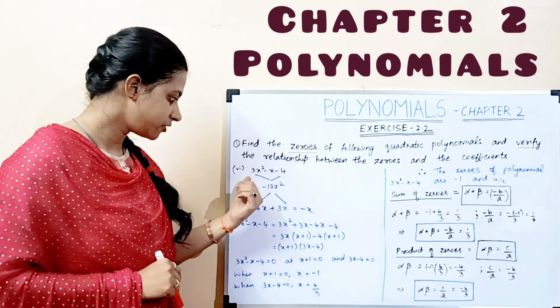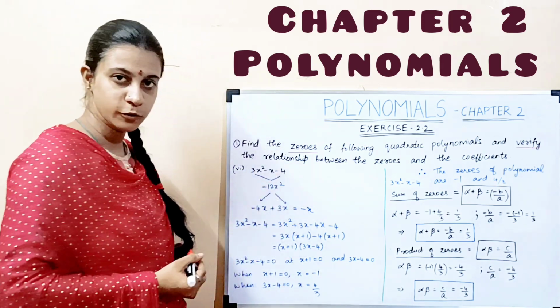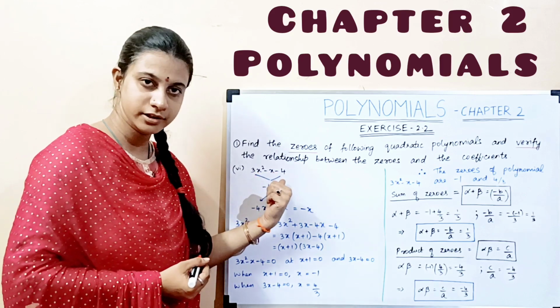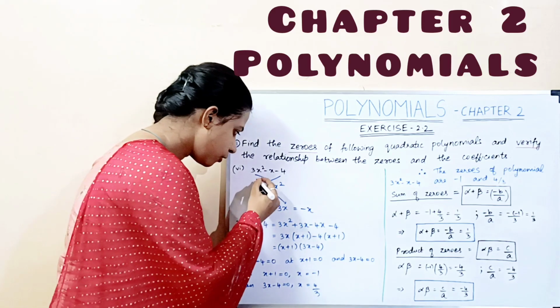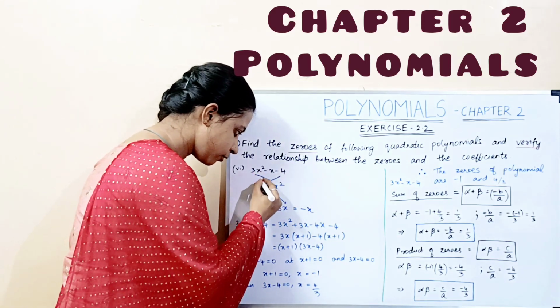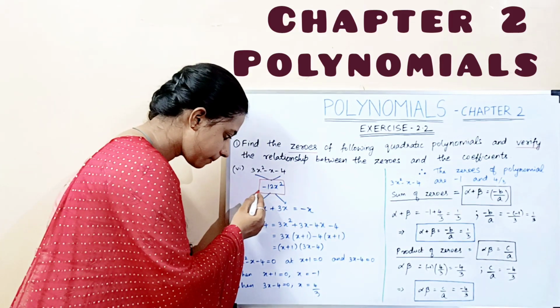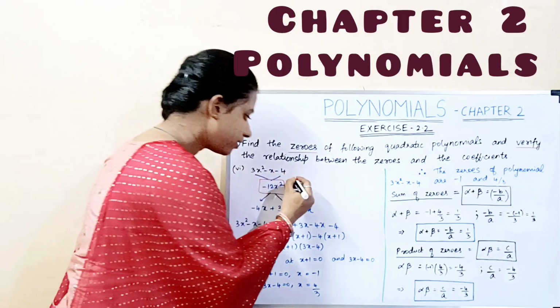So in the sixth subdivision, the polynomial given is 3x square minus x minus 4. Here again we will multiply the x square term and the constant term, and we will proceed with the splitting the middle term method. So on multiplying 3x square and minus 4, we get minus 12x square. So this we are splitting it as minus 4x plus 3x.